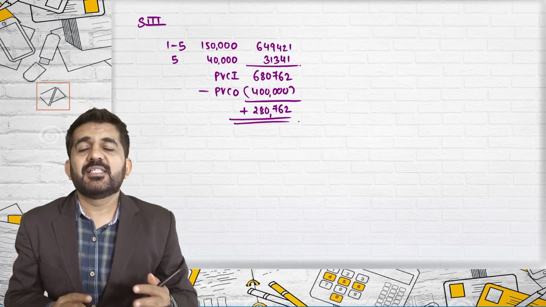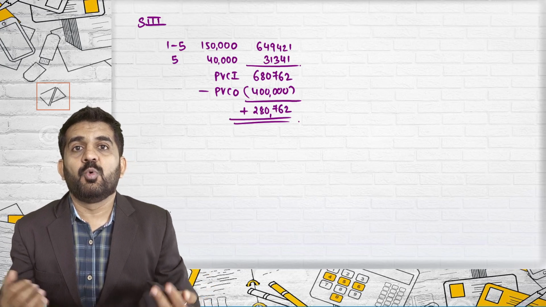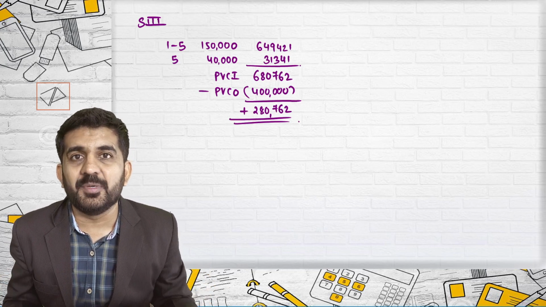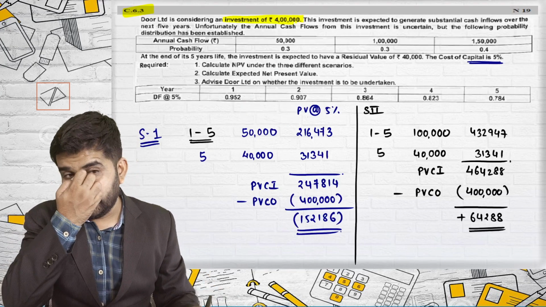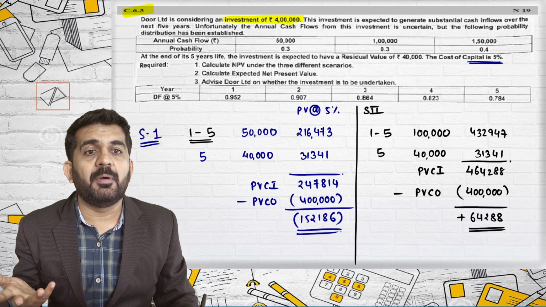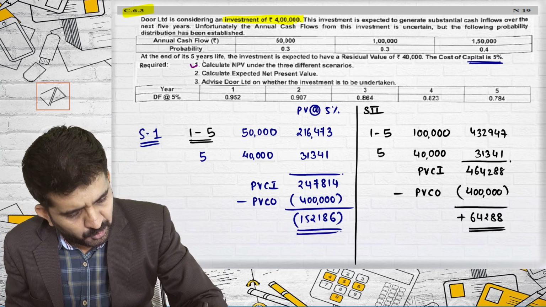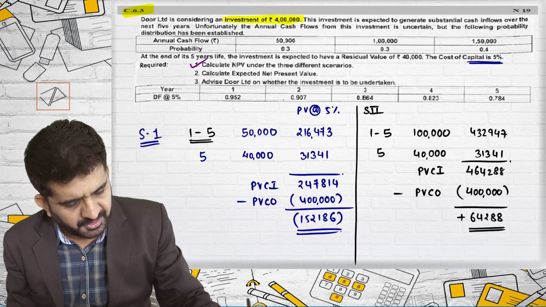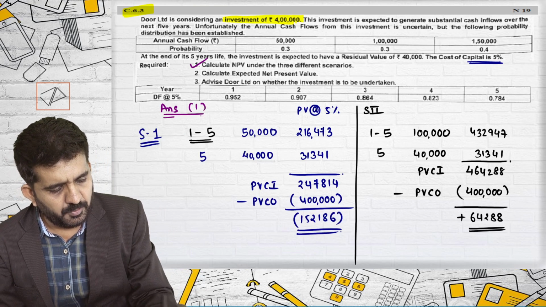This is what scenario analysis is. If scenario 1 becomes true, what will be my NPV? If scenario 2 becomes true, what will be my NPV? If scenario 3 becomes true, what will be my NPV? So then why is probability given? I'll tell you. This is the first point: calculate the NPV under 3 different scenarios. So this is answer number 1.